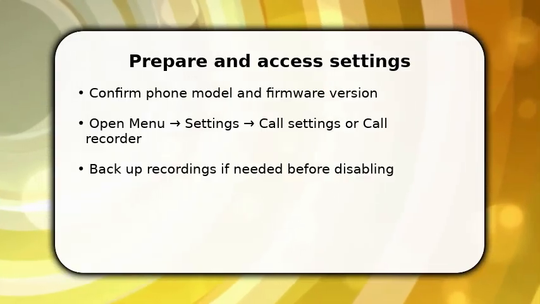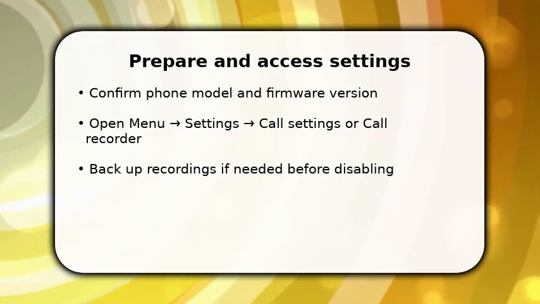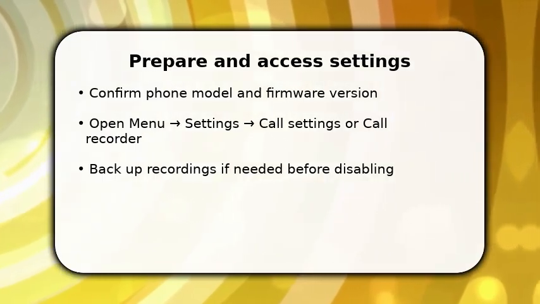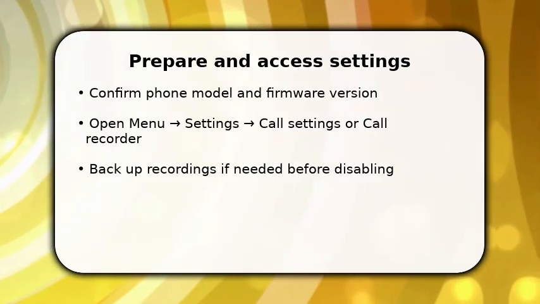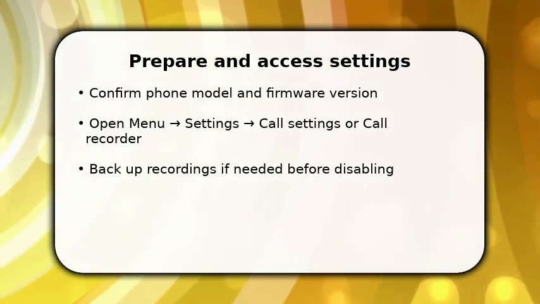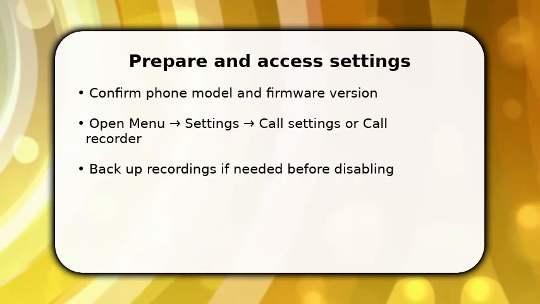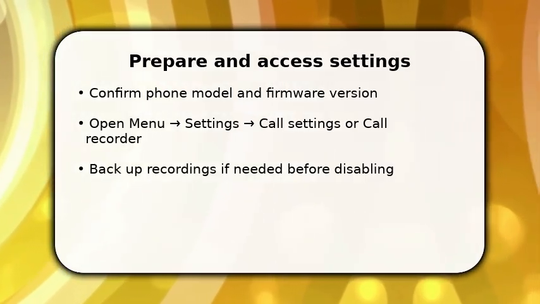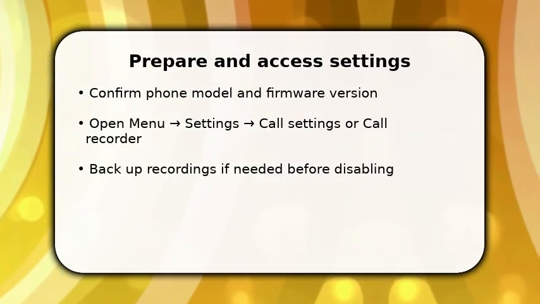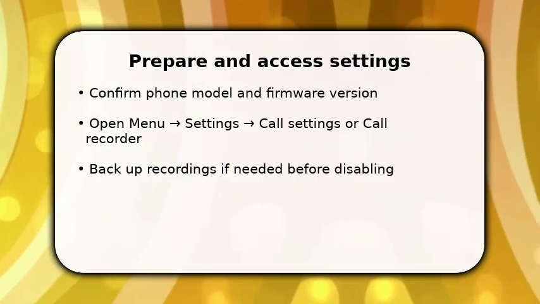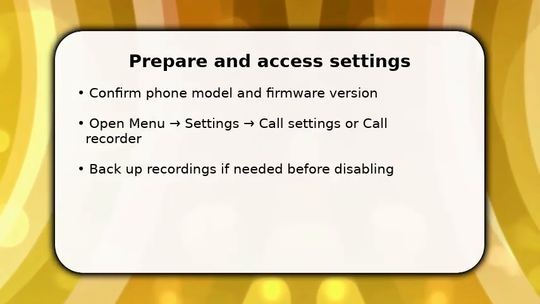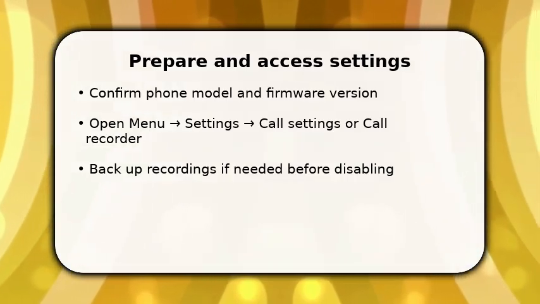You start by confirming the Keypad phone model and firmware, so you pick the right menu path. Once confirmed, open Menu, go to Settings, then Call Settings or Call Recorder and look for active recording options. You should back up any saved files to an SD card or transfer them via USB before turning recording off. That prevents accidental loss. Doing these steps now avoids surprises and prepares you for the next, more specific changes.